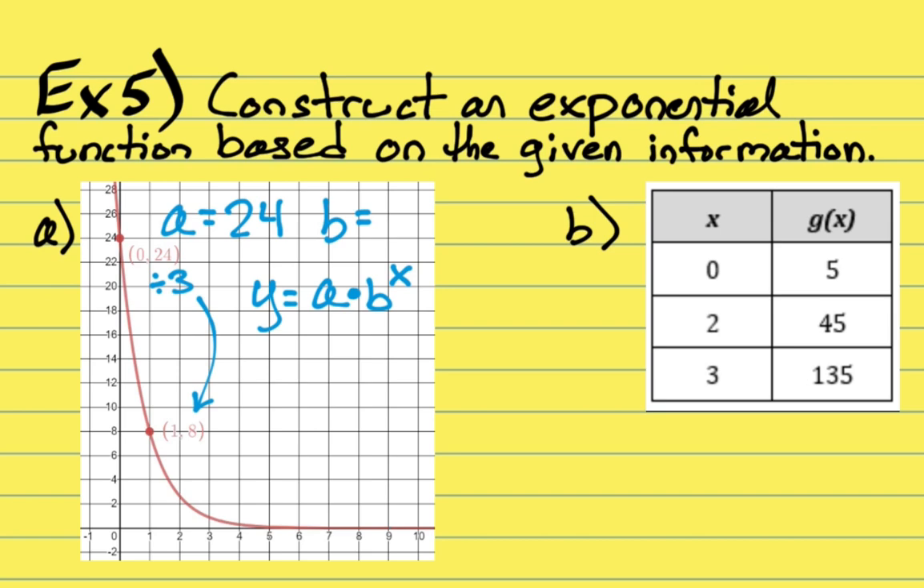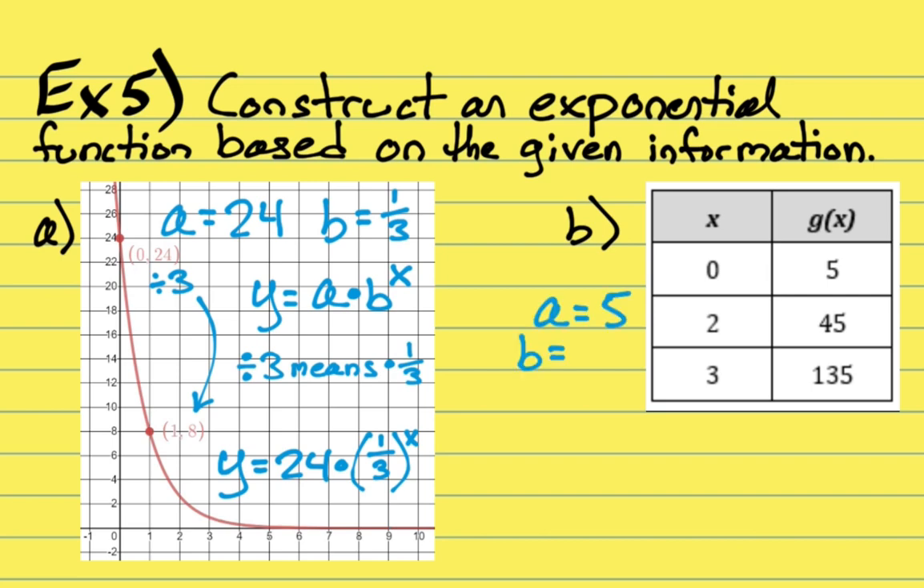So thinking back to the previous example, if dividing by 2 means you're really multiplying by 1/2, then dividing by 3 must mean you're multiplying by 1/3, which is the value of B. So putting it together, we have 24 times 1/3 to the power of x as the final answer.